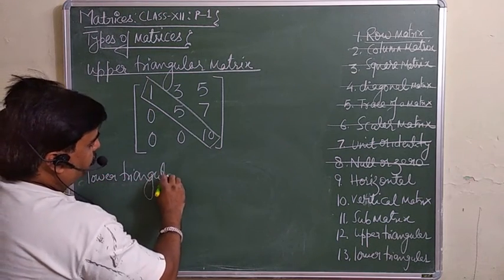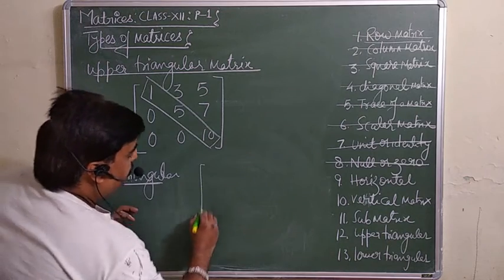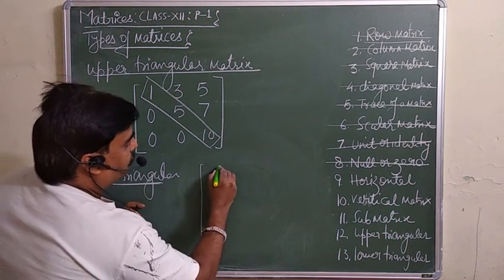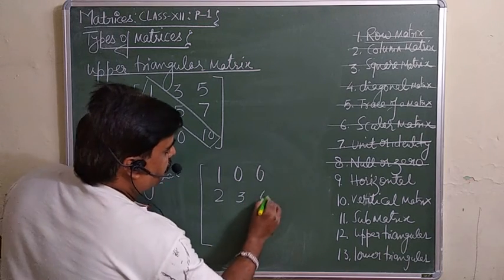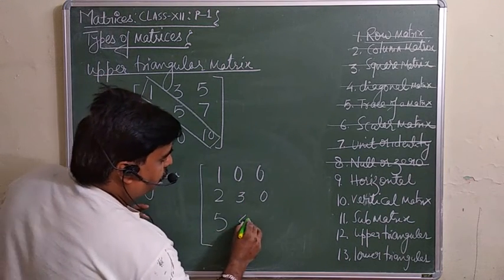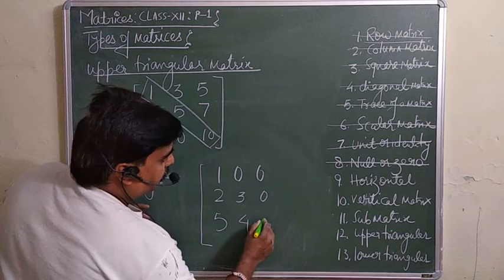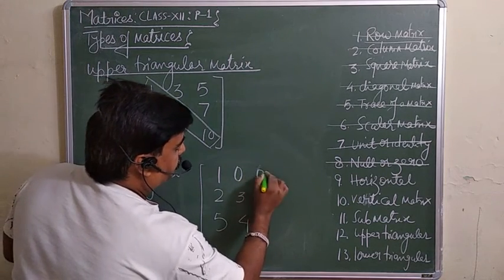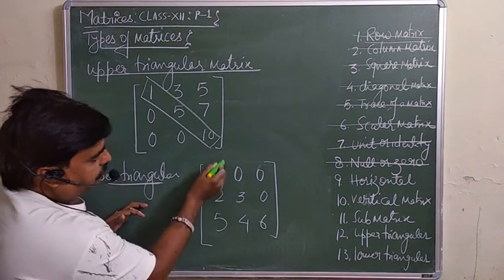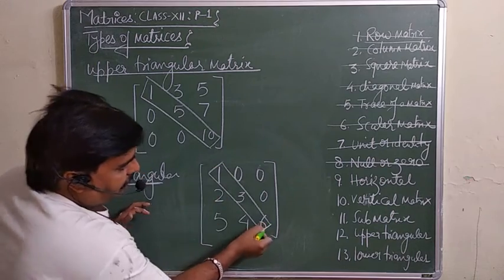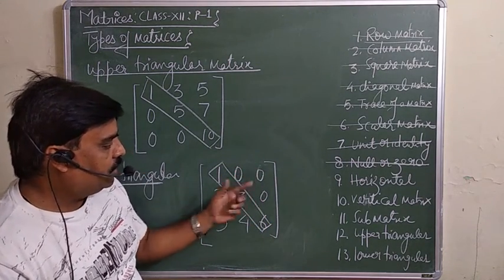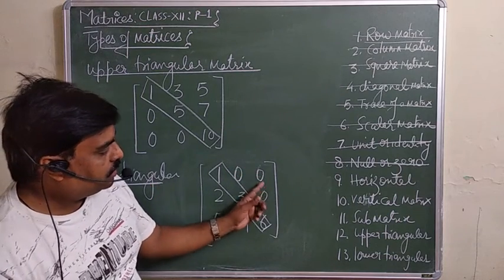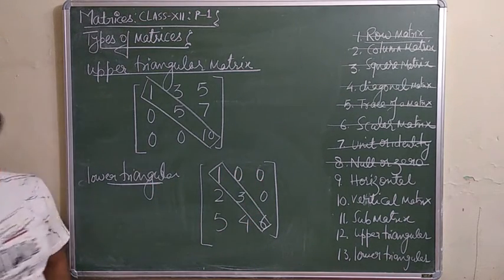In the same way, the lower triangular matrix is just the reverse of this one. Like here we are taking 1, 0, 0, 2, 3, 0, 5, 4, 6. This is your diagonal, and if all the elements in the upper part are 0, that is known as a lower triangular matrix. Have a look.